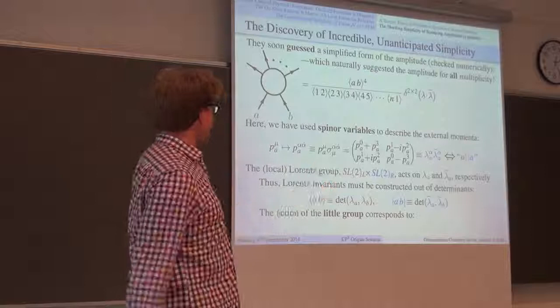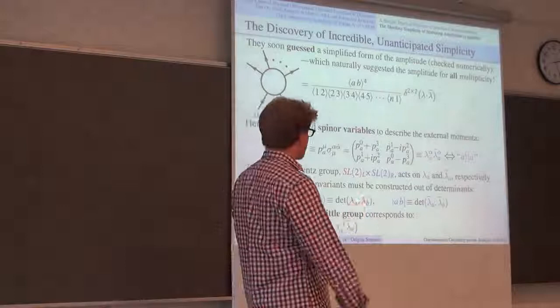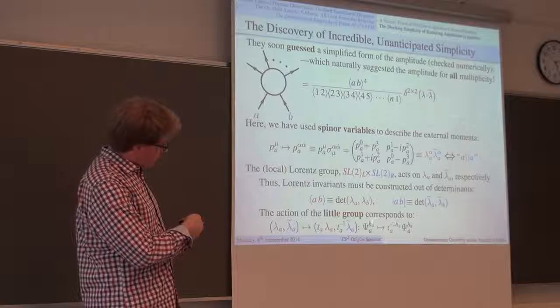It's just notation here. So this rescaling of lambda by something and lambda tilde by the inverse represents the action of the little group. And it's worth noting here, because it's going to be useful in a moment, that a wave function for a particle of some particular helicity transforms with uniform weight depending on the helicity. So under a little group transformation, the wave function has to rescale in that way.